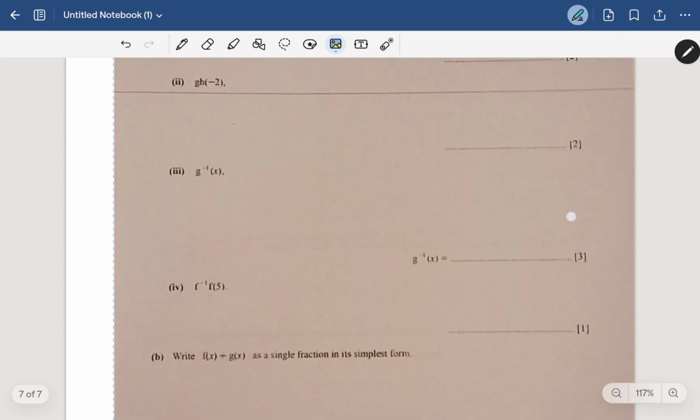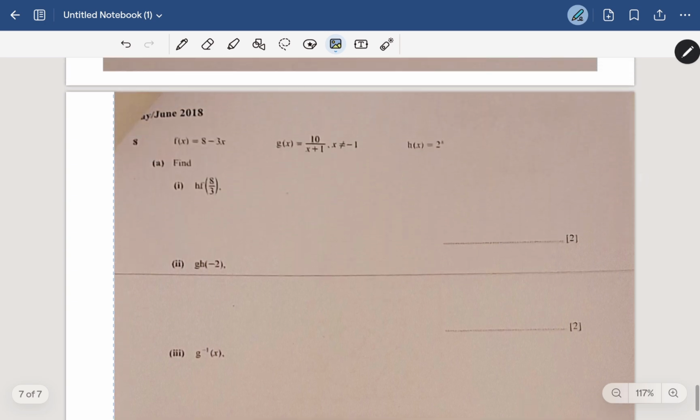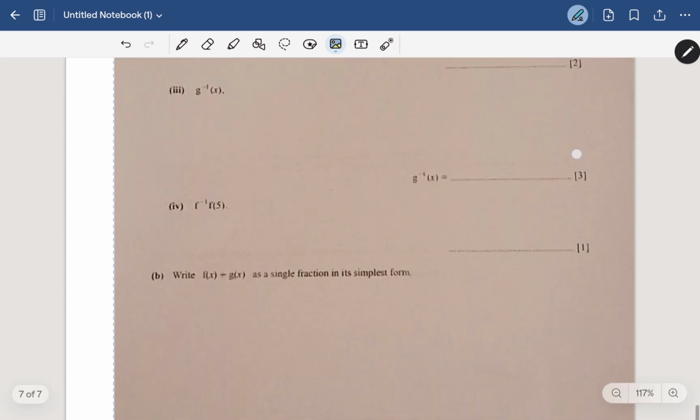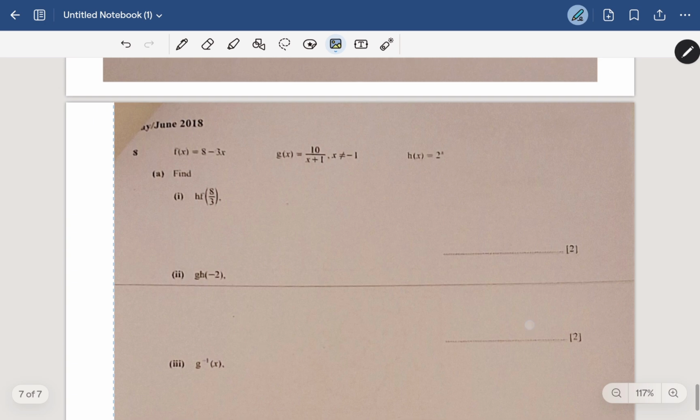Now I think we finished. No, we did not finish. The paper just didn't load, okay? This seems like an easy question, so let's do it.